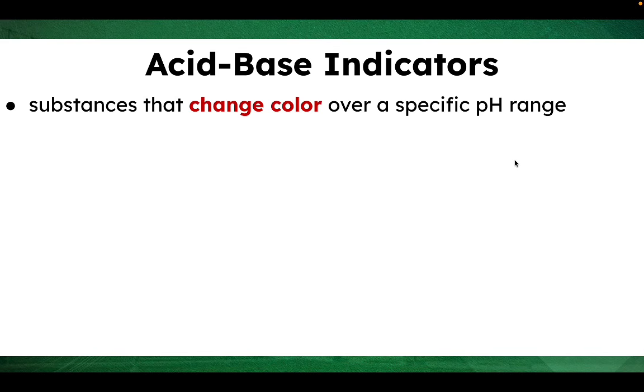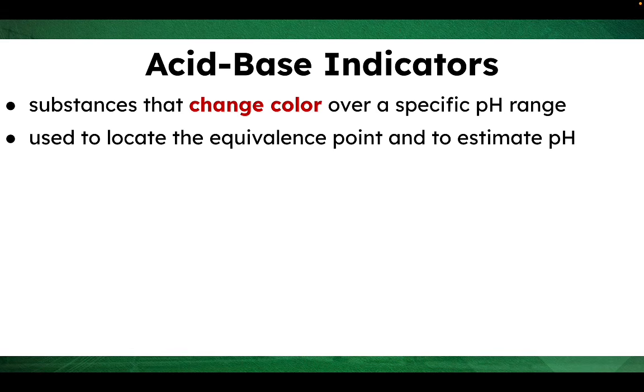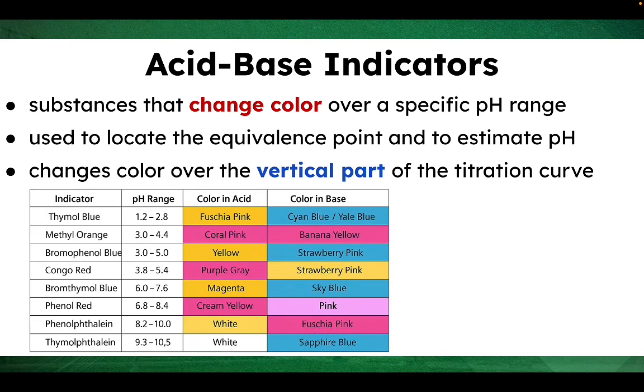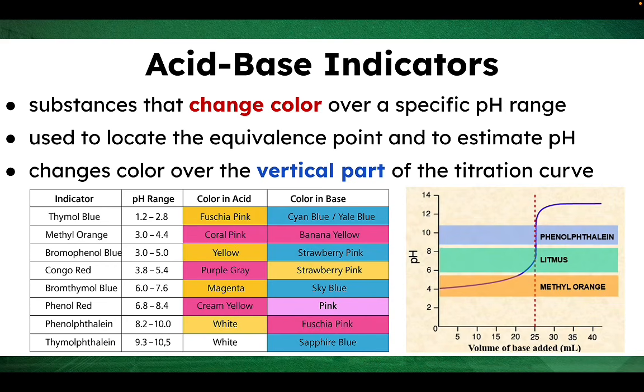As mentioned in the first video, we use indicators, and these are substances that change color over a specific pH range. So this is used to locate the equivalence point and to estimate the pH. It changes color over the vertical part of the titration curve. So here are some examples of indicators and their pH range. In this example, you will see that phenolphthalein is the best indicator to be used in the solution. The vertical part of the titration curve is present in the range where the phenolphthalein is. In litmus, there is a part of the curve that goes up here. Methyl orange cannot be used because the pH is just starting to go up.